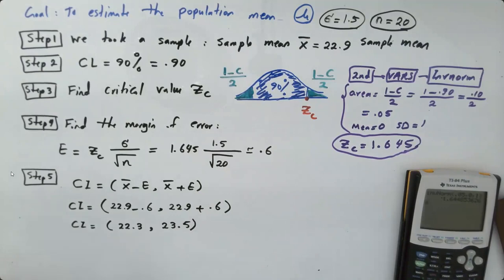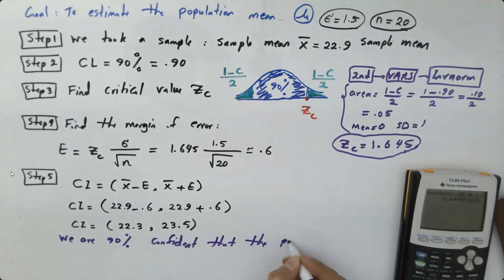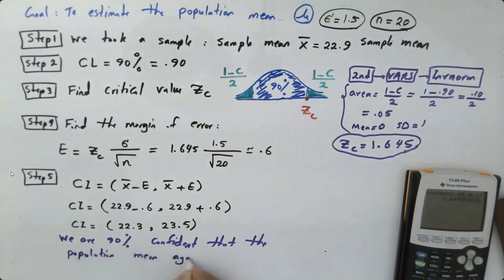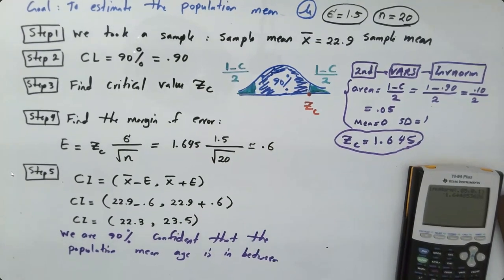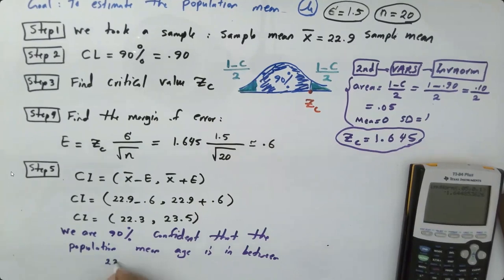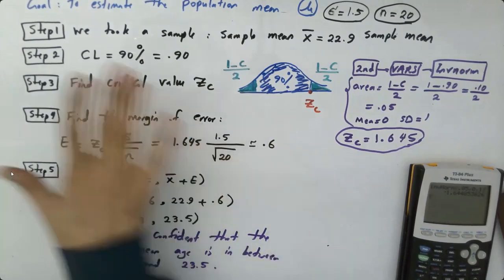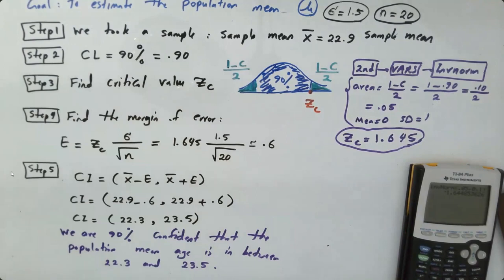So what is the interpretation? We're going to say that we are 90% confident that the population mean age is in between 22.3 years and 23.5 years. So this is what you're going to do when I ask you to show step-by-step work.